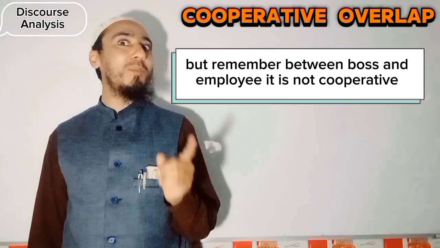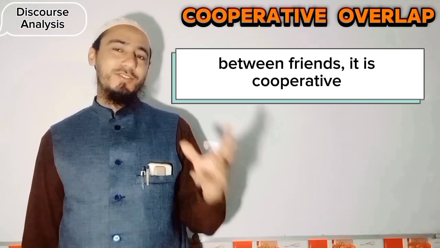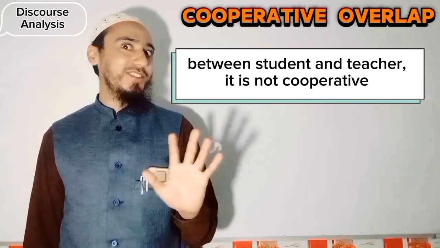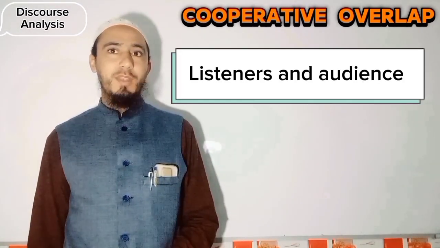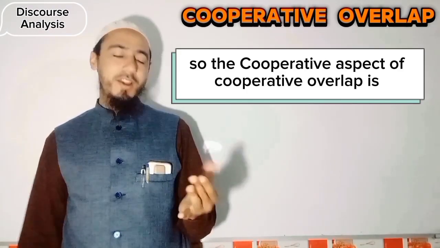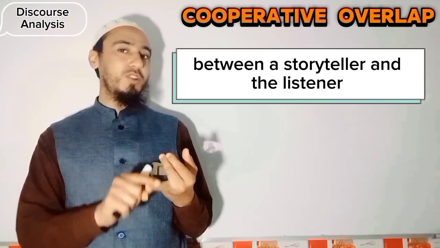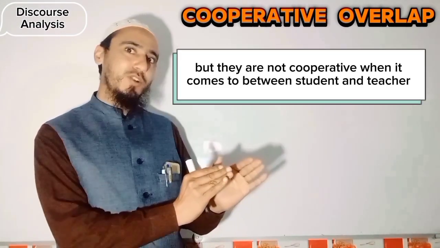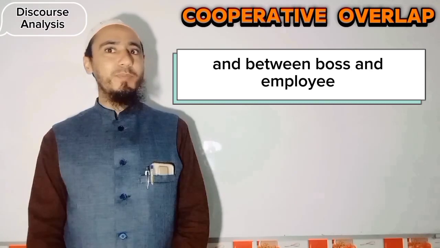But remember, between boss and employee, it is not cooperative. Between friends, it is cooperative. Between students and teacher, it is not cooperative. Listeners and audience, so cooperative overlap is cooperative and helpful between two friends and between a storyteller and the listener, but it is not cooperative between student and teacher and between boss and employee.